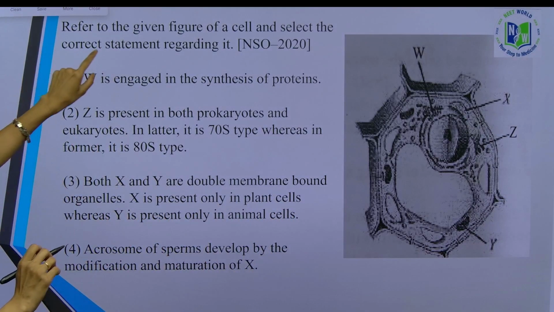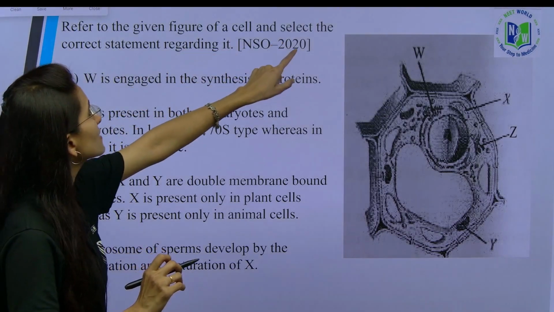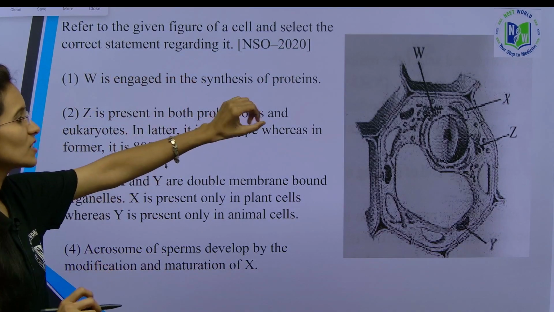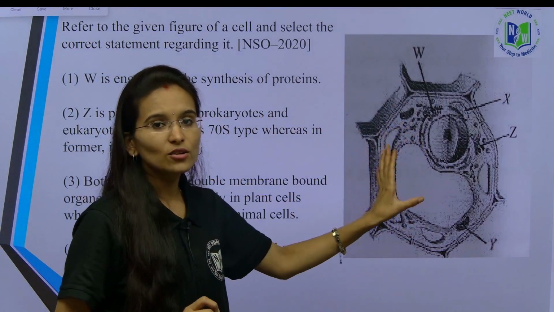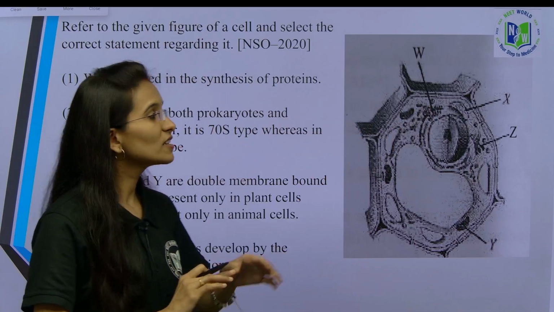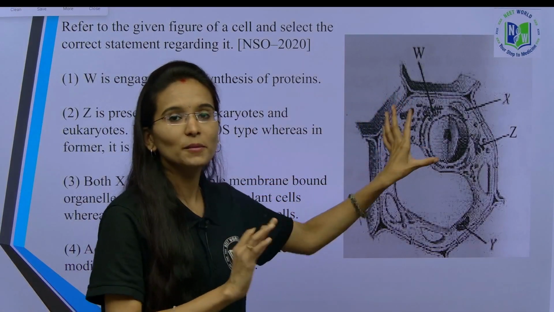Yes, refer to the given figure of the cell and select the correct statement regarding it. Okay. So, this is a given eukaryotic cell. Here I think the labeling parts are not visible to you. I will just make a rough diagrammatic view of it.